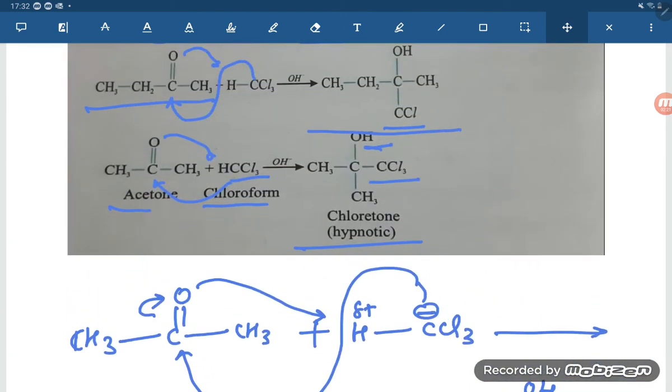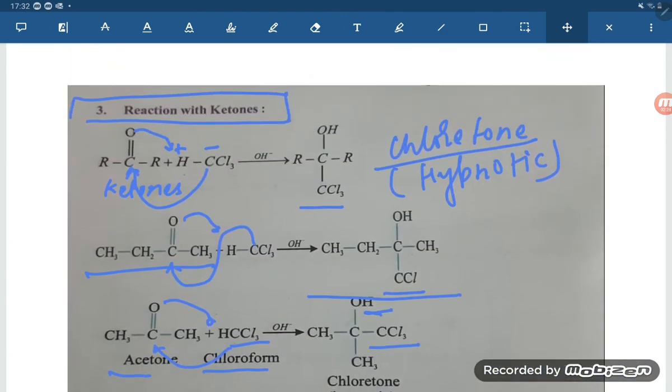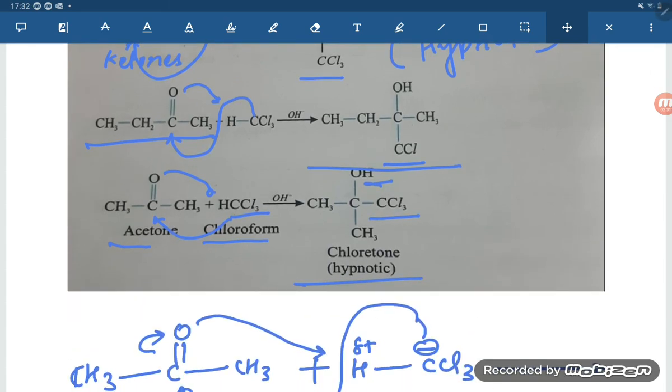So you will be able to understand this, student, that is chloretone, because when you are treating acetone or a ketone with chloroform, you are getting an important class of compound, that is chloretone, and this chloretone is a hypnotic drug, student.